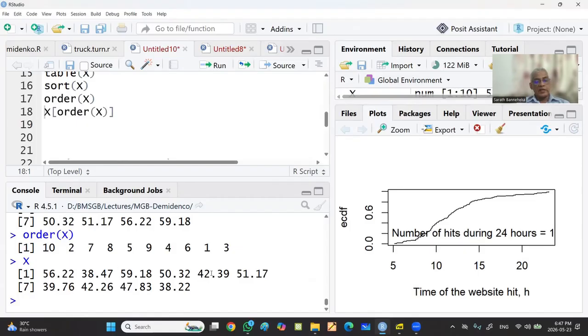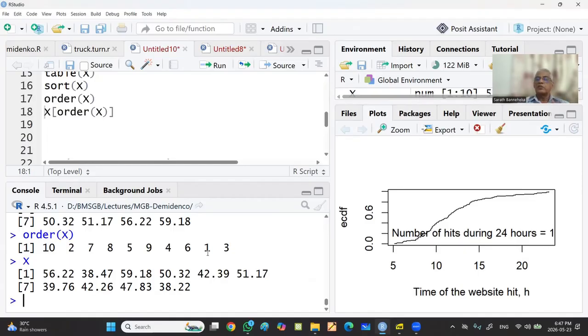And in this data set, the second smallest value is this number. That is in the second place. In this data set, if you consider them, the third smallest number is going to be this number here, 39.76. Third smallest number, that is at the 7th place. That is why we have 7 here. So you can see that order x gives you the place of the original data of the ordered data, right?